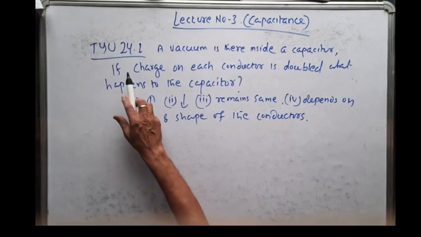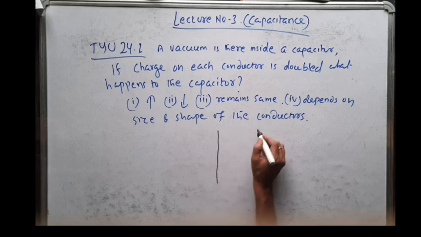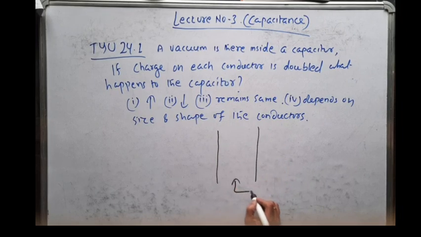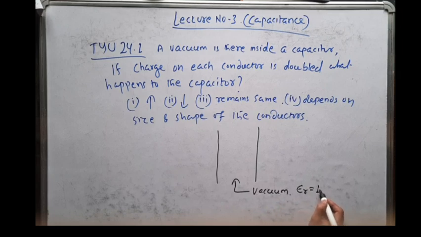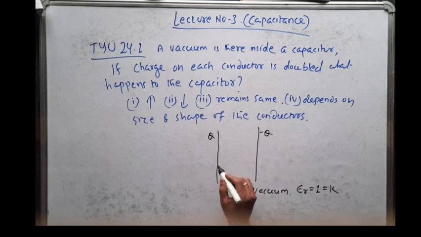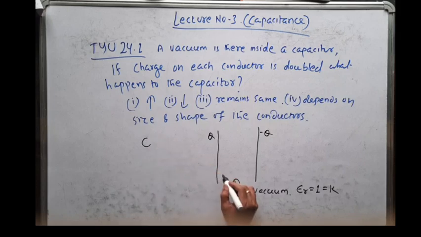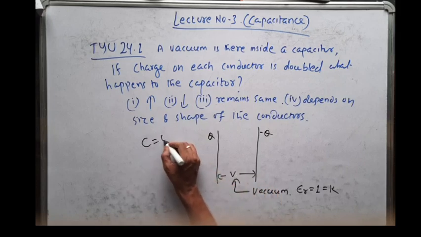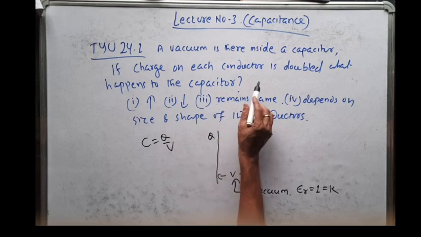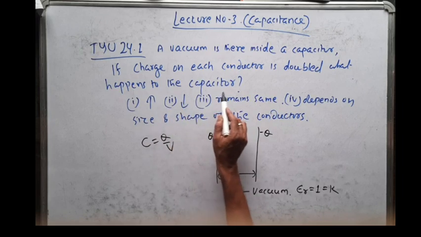So this is a test of understanding question. A vacuum is there inside a capacitor. Suppose this is a capacitor, and inside this capacitor there is vacuum. You know for vacuum the relative permittivity or dielectric constant is 1. Let us say the charge is initially Q and minus Q, and the initial capacitance was C. Let us say the potential difference is V, so C is equal to Q by V. Now the question is, if the charge on each conductor is doubled, what happens to the capacitance?